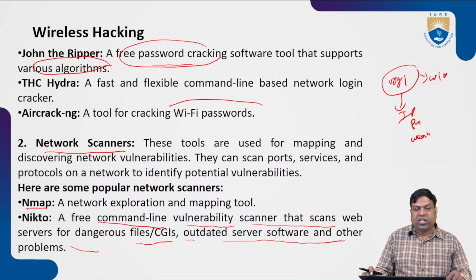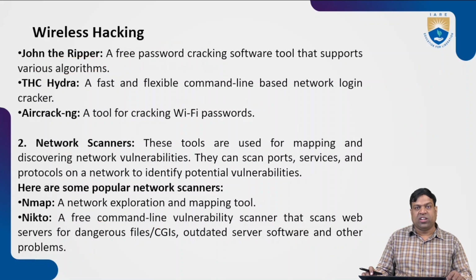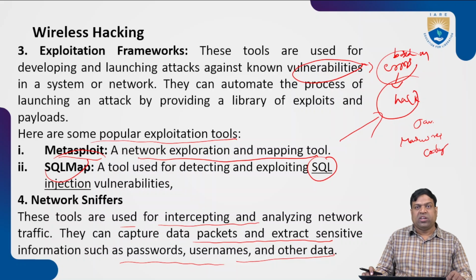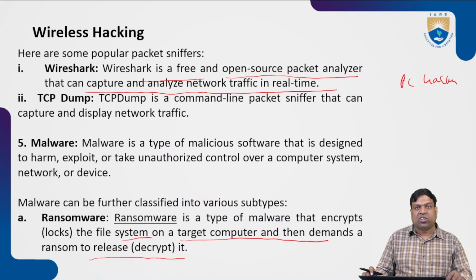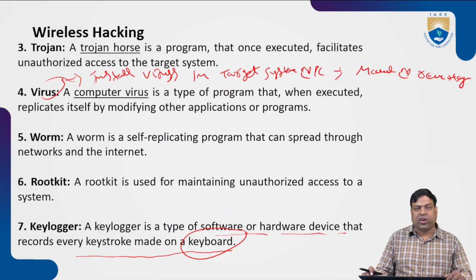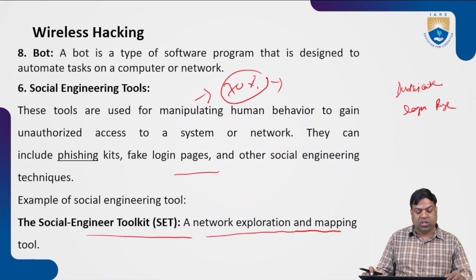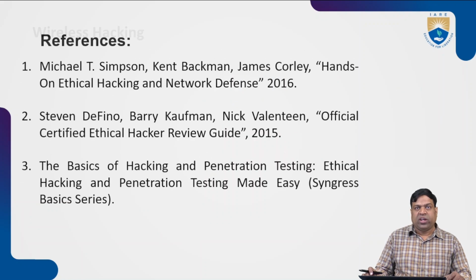So what are the hacking tools? Password crackers: John the Ripper, THC Hydra, Aircrack. And what are the network scanners? Nmap. Exploitation frameworks are Metasploit, SQLMap. Network sniffers are Wireshark, TCPdump. And what are the malware functions? Malware is an unauthorized function, or it is a virus. There are so many types of malware. First, ransomware, which is one type of malware. Trojan, virus, worm, rootkit, keyloggers, bot. These are the malware functions. And social engineering hacking is there. How they crack social engineering networks is by using the Social Engineering Toolkit. They can hack social engineering websites, login pages, and phishing attacks can be launched from social engineering websites. Okay, that is about wireless hacking.